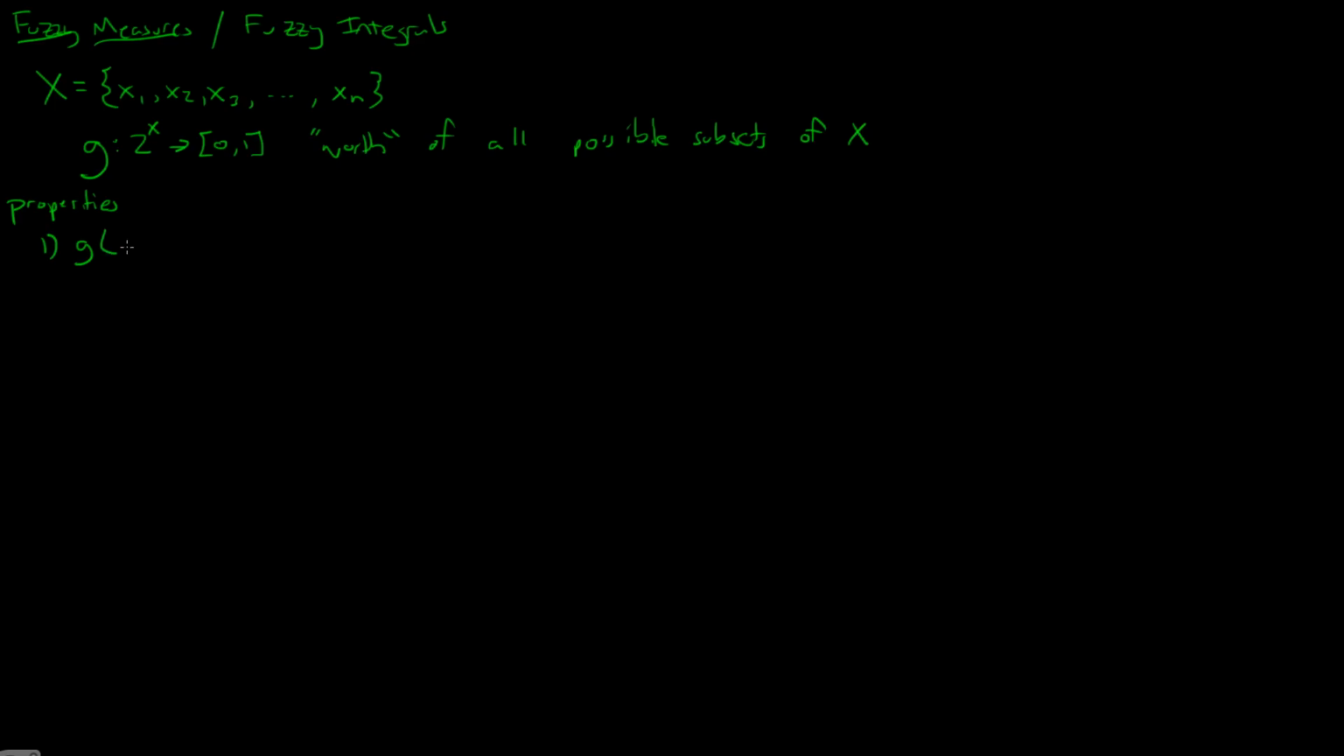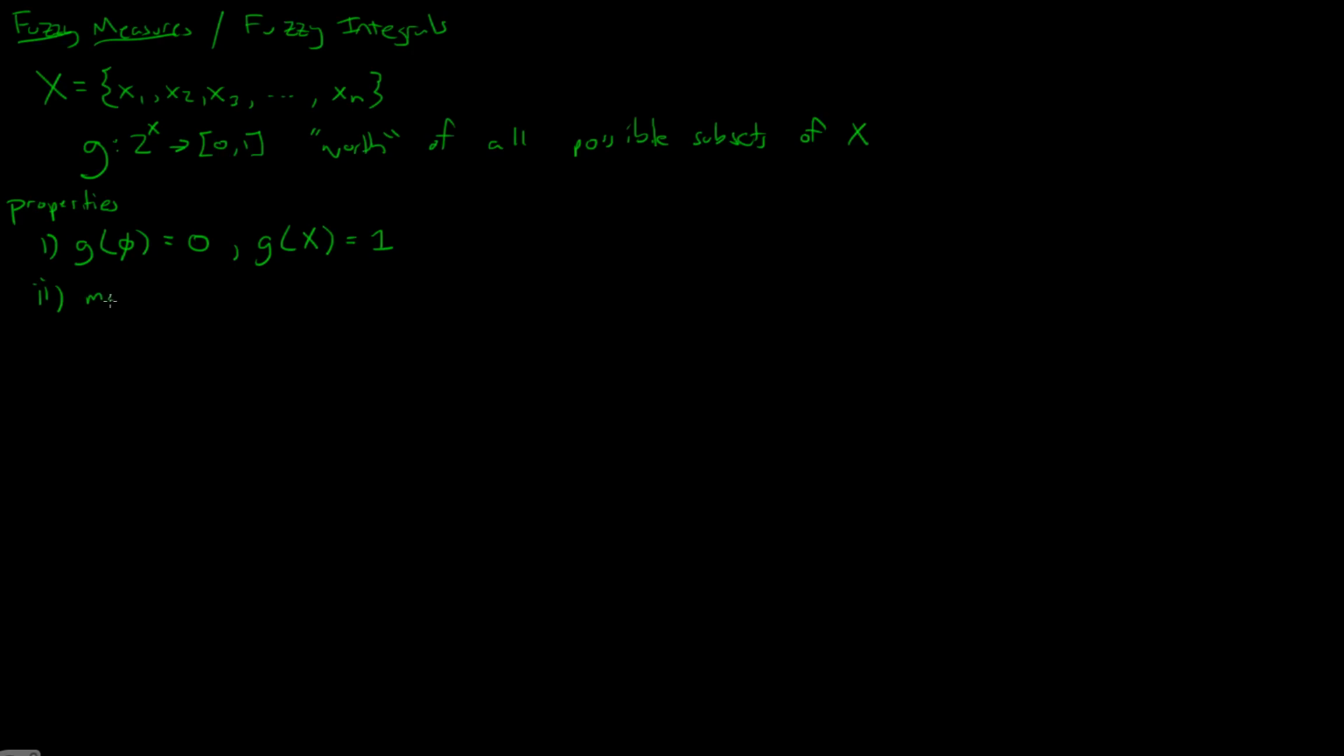First, the boundary properties. So the measure of the empty set has to be 0. So the worth of the empty set has to be 0. It's just intuitive. The worth of all the information sources taken together has to be 1. That is, it has the highest worth, which also makes sense because all of your sensors taken together should be the most information you can possibly get.